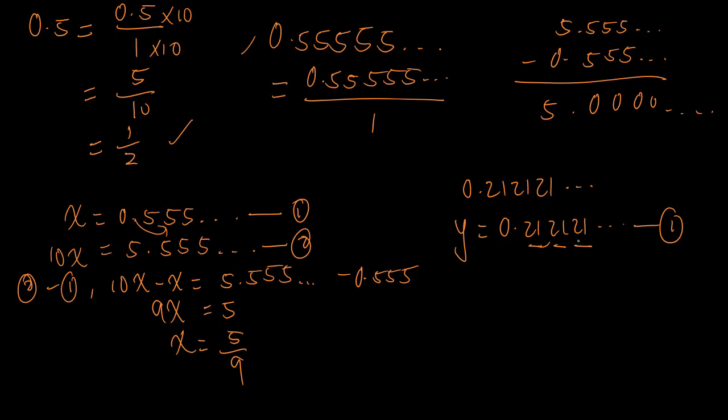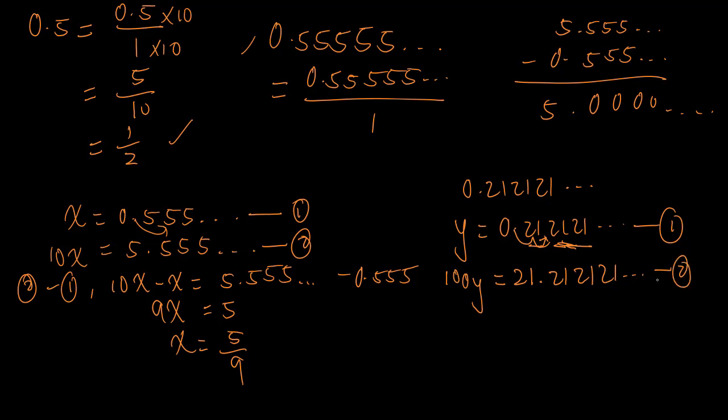In this case, I will multiply the first equation by 100. After I multiply it by 100, I will have 100y equals 21.212121 over and over again. Why 100? Because if you multiply by 100, I will have the same pattern at the decimals. And now I will denote this as the second equation.